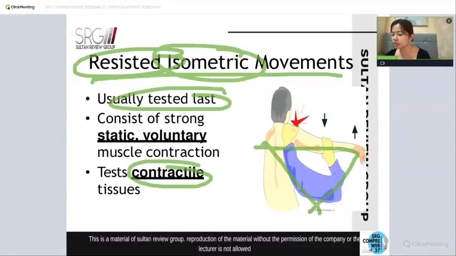So that's the reason why it should be resisted isometric movements. Bakit po dapat resisted isometric? It should be resisted isometric kasi papamove natin si patient pero no net movement po. Kasi bakit hindi pwedeng gumalaw? Dapat isometric, no net movement.